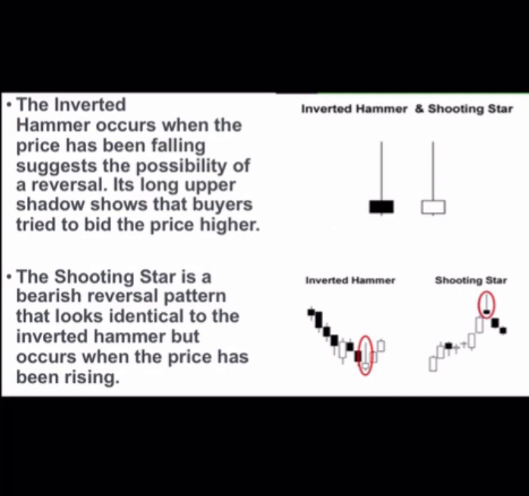The reverse is the case with a shooting star. When the sellers are about to take over the market in an uptrend and you see a shooting star appearing at the top, it means the sellers will take over and the market will start coming down. So look at it again clearly. The inverted hammer is when the buyers are taking over and the market is about to shoot up, while the shooting star is when the sellers are taking over and the market is about to come down. Hope this is clearly understood.